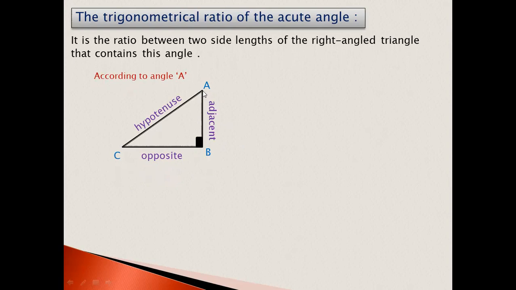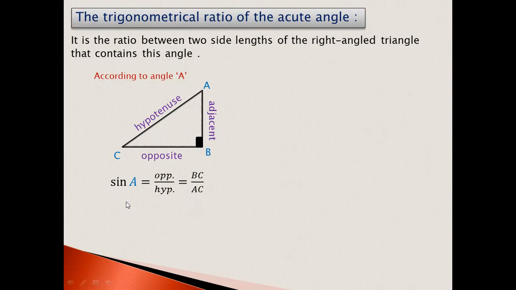But the longest side, AC, which is opposite to the right angle, is called the hypotenuse. So we can say that the hypotenuse is the longest side in the right-angled triangle, which is opposite to the right angle B. And the first trigonometrical ratio, or the first trigonometrical function, is called sine. And we need to find sine of the angle A.